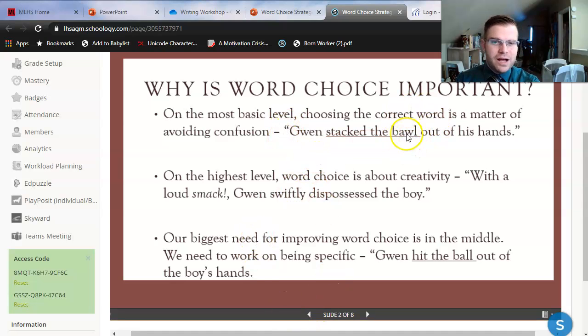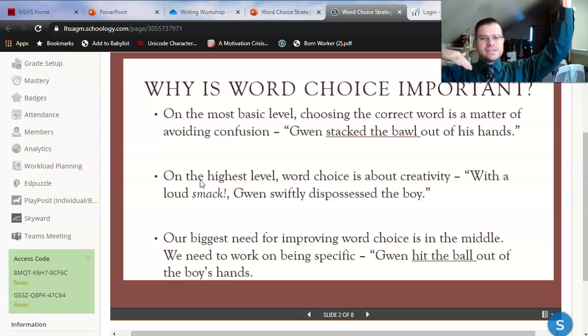Part of that is spelling and homophone errors, but the other thing is just simply knowing what word means what in a sentence. Stacked means to raise things up one after another. Smacked means to knock something loose, to hit. On the highest level, so the most basic level is avoiding confusion. On the highest level, it's about creativity, being poetic, right?